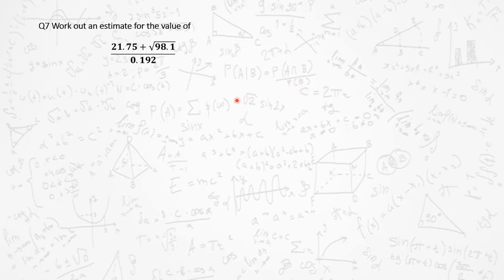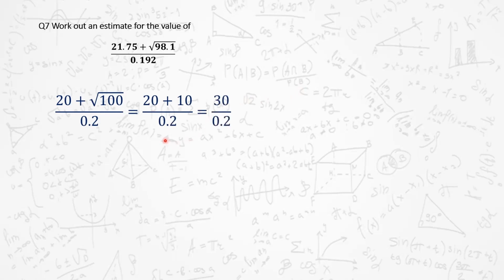98.1 could be rounded up to 100, and 0.192 will be rounded up to 0.2. Then we use bit math, so root 100 will give us 10, so I have 20 plus 10 over 0.2, then I have 30 over 0.2, so my final answer will be 150. Again, divided by 0.2, think about how many 0.2 in 1. There are 5. So 1 over 0.2 gives me 5. So that means I have 30. 30 times 5 gives me 150.